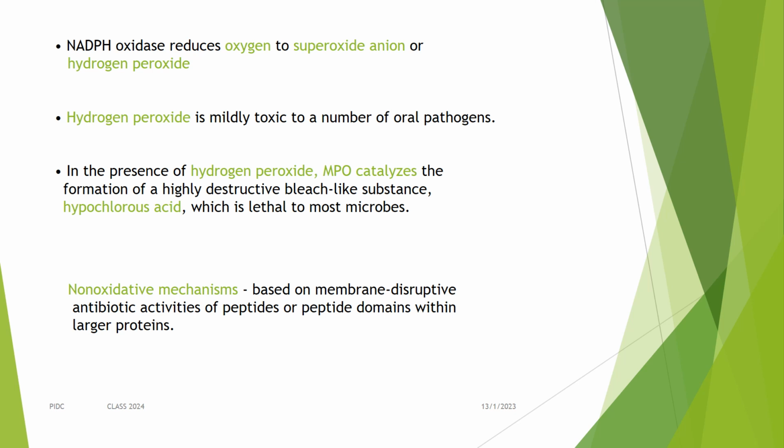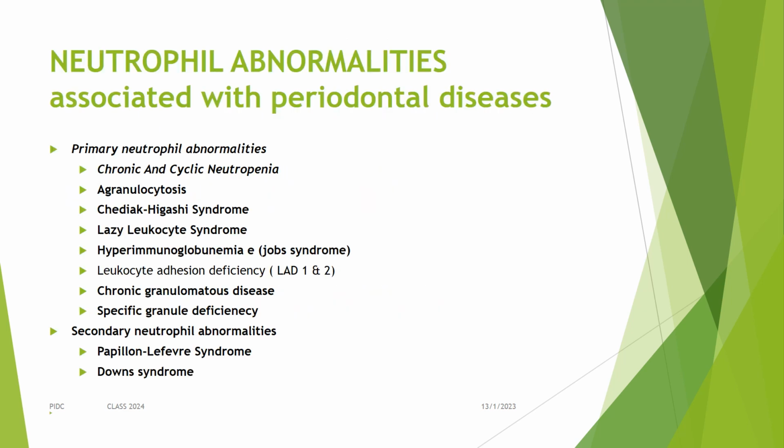How does NADPH oxidase kill the microorganism? It reduces oxygen to superoxide anion or hydrogen peroxide, thereby destroying the wall. Another substance is hydrogen peroxide, which is also mildly toxic. In the presence of hydrogen peroxide, MPO catalyzes the formation of a highly destructive bleach-like agent, hypochlorous acid, which is lethal to most microorganisms. Another killing mechanism is the non-oxidative mechanism, which is based on the membrane disruptive antibiotic activities of peptides or peptide domains within larger proteins.